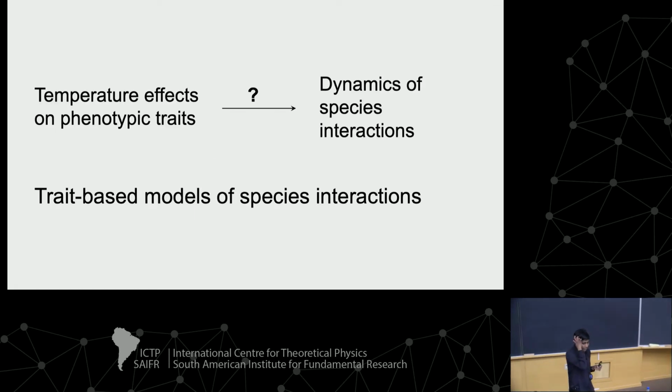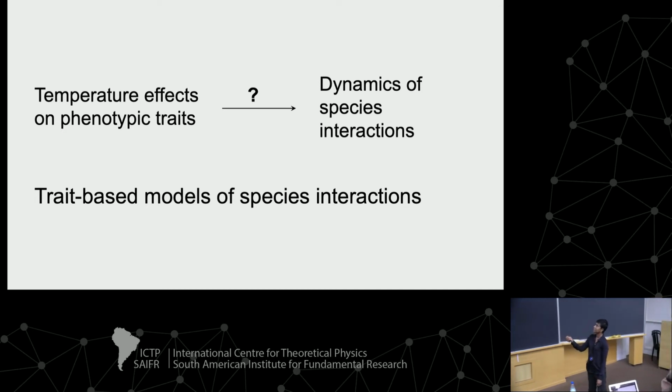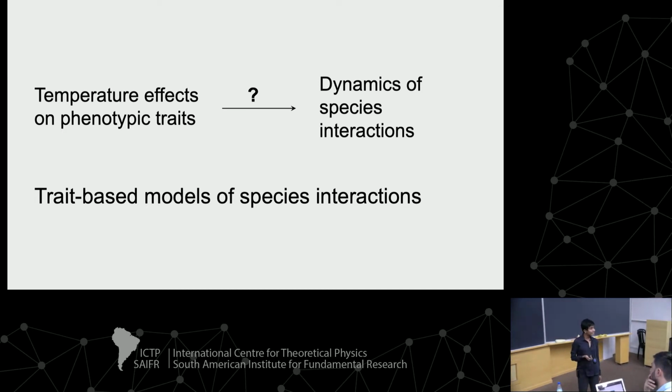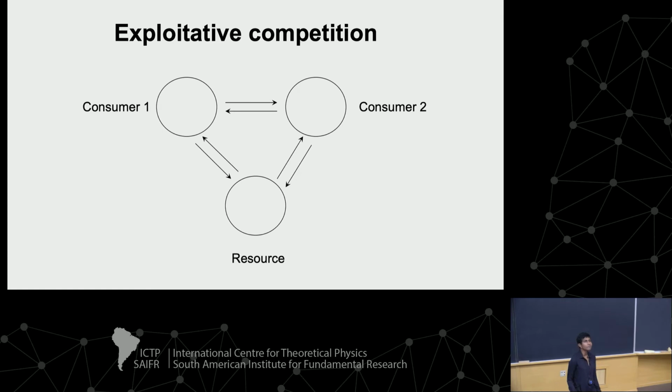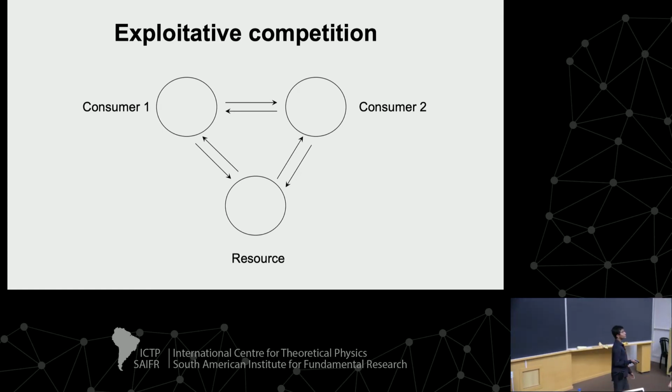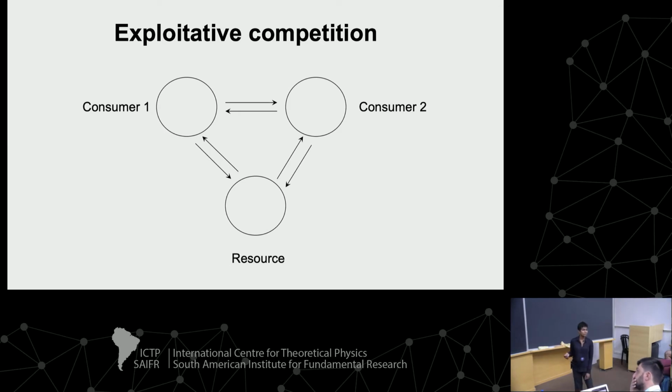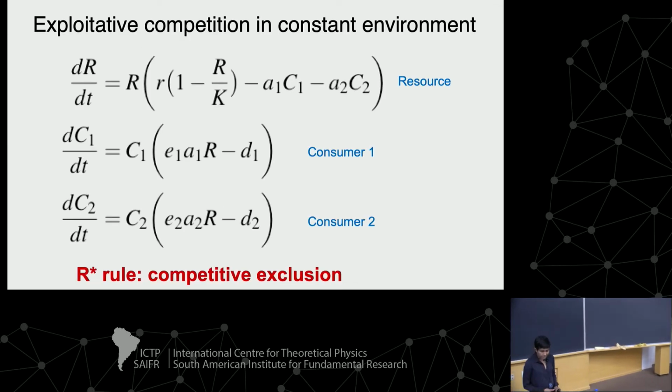Now, the key question is how do the temperature effects on phenotypic traits translate into the dynamics of species interactions, which is what we're interested in. And we do this by developing trait-based models of species interactions. I'm going to do this again with our familiar exploitative competition between two consumers for a single resource. Now, you've seen this before.